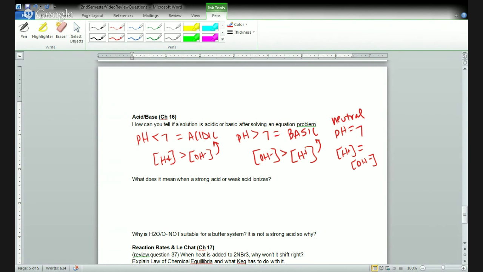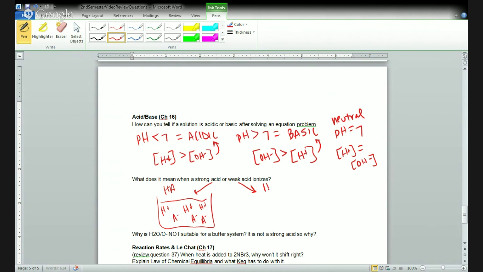All right, what that word ionizes means is to break apart into ions. So if it talks about a strong or weak acid ionizing, a strong acid is going to fully break apart. So if it was in a beaker, let's say our strong acid here is HA. If we were to have a beaker of it in water, we would have a whole bunch of H pluses and a whole bunch of A minuses because it's fully breaking apart. So we're going to have a really, really, really acidic pH.